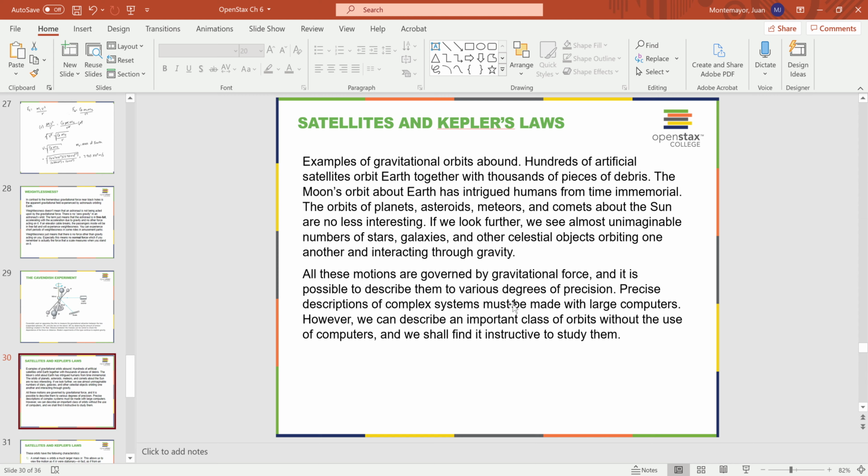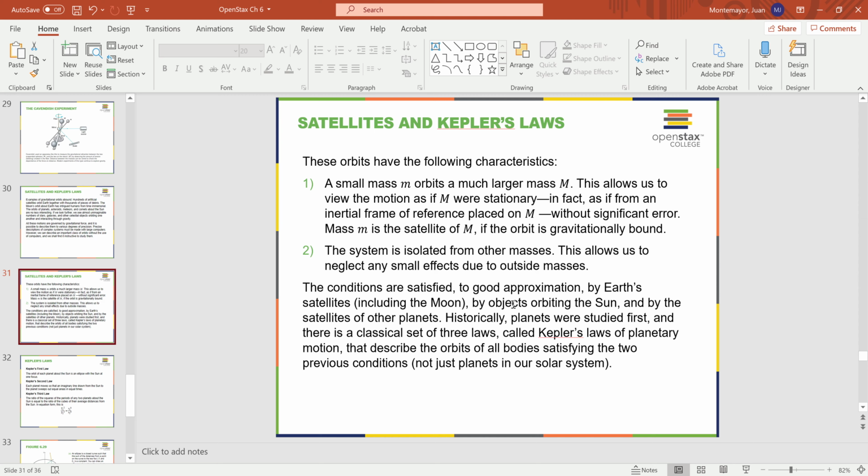If we look further, we see almost unimaginable numbers of stars, galaxies, and other celestial objects orbiting one another and interacting through gravity. All these motions are governed by gravitational force, and it is possible to describe them to various degrees of precision. Precise descriptions of complex systems must be made with large computers. However, we can describe an important class of orbits without the use of computers, and we shall find it instructive to study them.